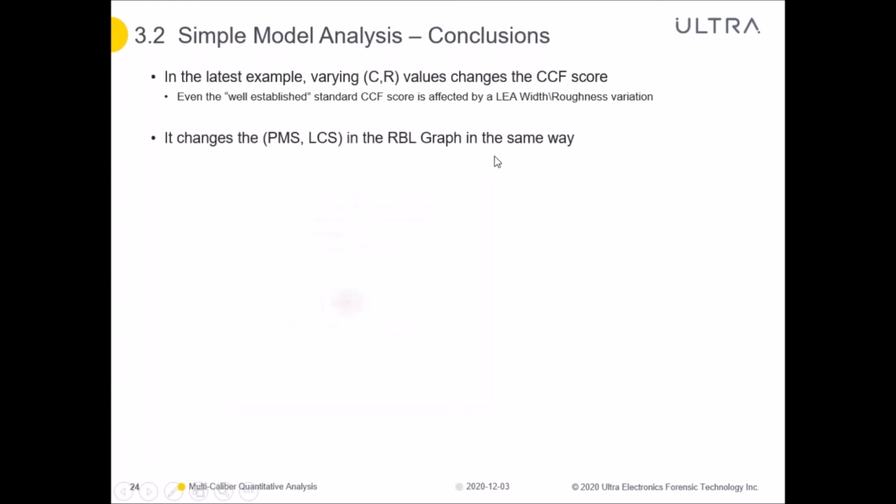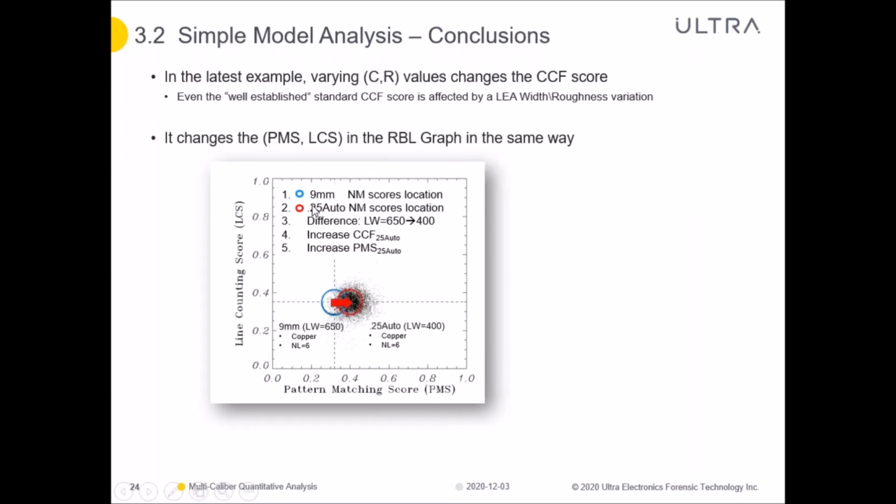They're very similar, and here's an example. We have two data sets right here. The blue circle indicates the 9mm non-matching score location, and the red circle indicates the .25 auto non-matching score locations. The difference between those two data sets is basically the lead width, because we have copper bullets, we have the same number of leads, and the roughness variable values are about the same. So we just have a lead width from 650 down to 400. In consequence, we have an increase of the cross-correlation function score for .25. And since it is embedded in the pattern matching score, we have an increase of the pattern matching score for .25. This is exactly what we're seeing here, and it's totally consistent with our simple model.